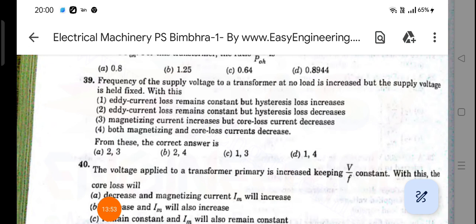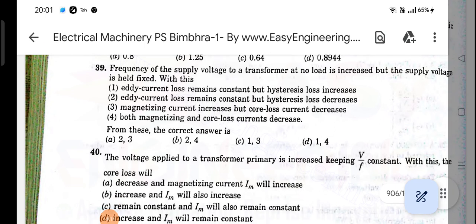Next, the third option: magnetizing current increases but core loss current decreases. That is also not correct. Fourth option: both magnetizing and core loss current decrease. When the supply frequency increases, Imu, the magnetizing component of current, and the core loss component of current decrease. That means the fourth is also correct. From the given options, 2 and 4 are correct. That means B is correct.